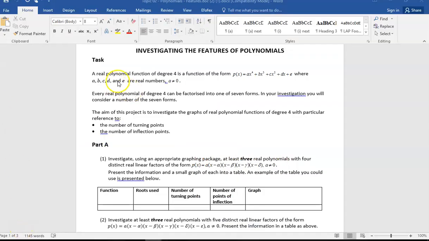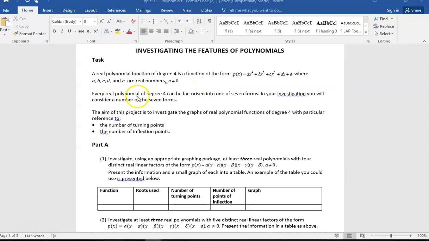Okay, so a real polynomial function of degree 4 is a function of this form. That shouldn't be any surprise to us. We had the quadratic, that was just x squared plus something x plus a constant. Well, a cubic is when it's something x cubed plus and so on. And a quartic is when it is something x to the 4. All happy with that? Excellent.